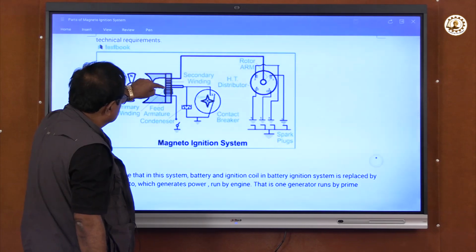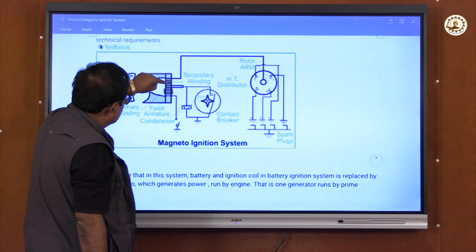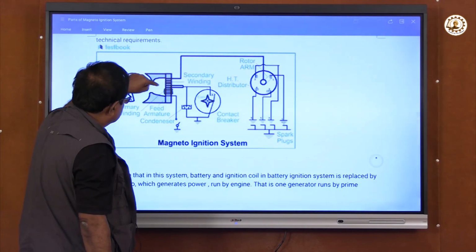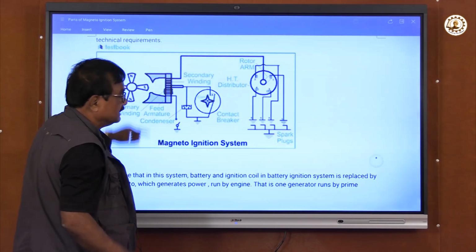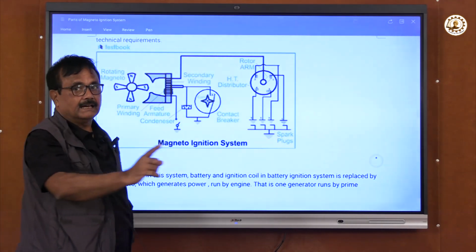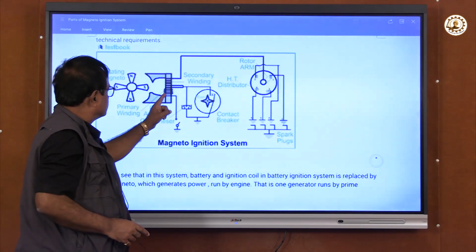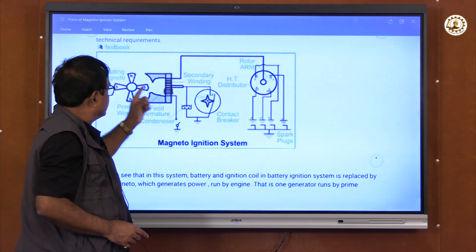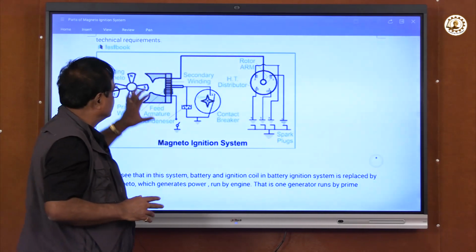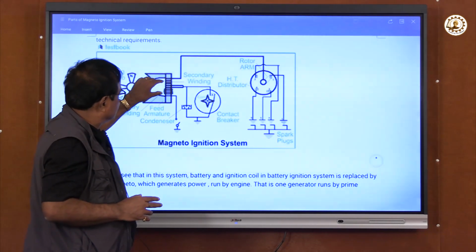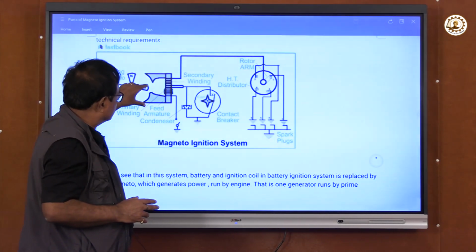Due to the spinning of the magnet, voltage is induced and current flows in the coil. This is the primary coil, secondary coil. That was also in your ignition coil. One was primary coil, one was secondary coil. But here it is different. Here is one magnet. We replace the battery with this magnet.